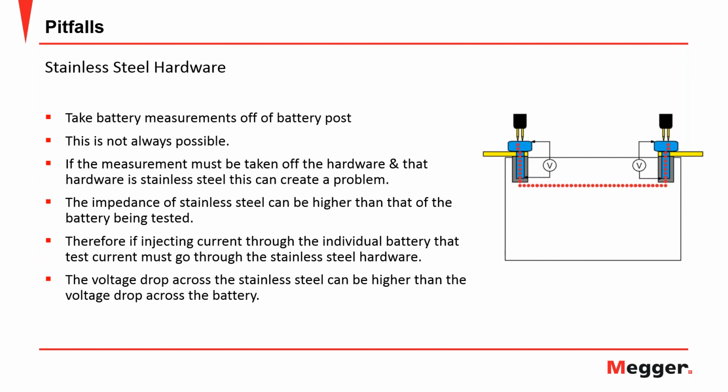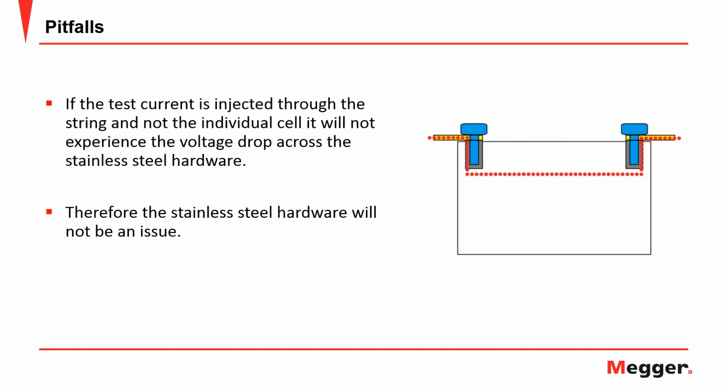So in these types of cases, you want to inject the test current through the string. When you do this, it doesn't go through the hardware, so that you don't get that voltage drop across it, and you can actually get real measurements.